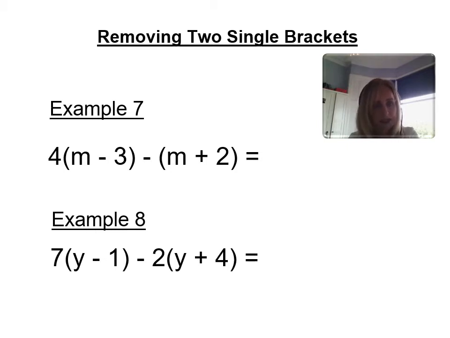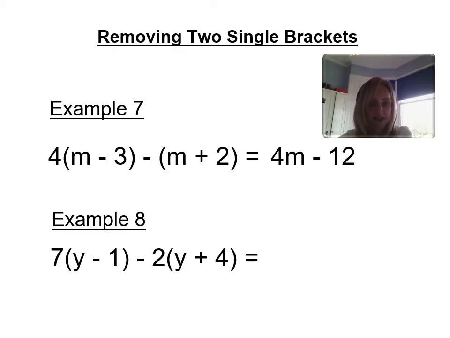We multiply each bracket out and then gather our terms together. So that first bracket, we've got 4 on the outside and m minus 3. So when we multiply that out, it becomes 4m minus 12. And then the second bracket, it's a minus. There's no number there. When you don't see a number, the number is 1. So we're really multiplying everything in that bracket by minus 1.